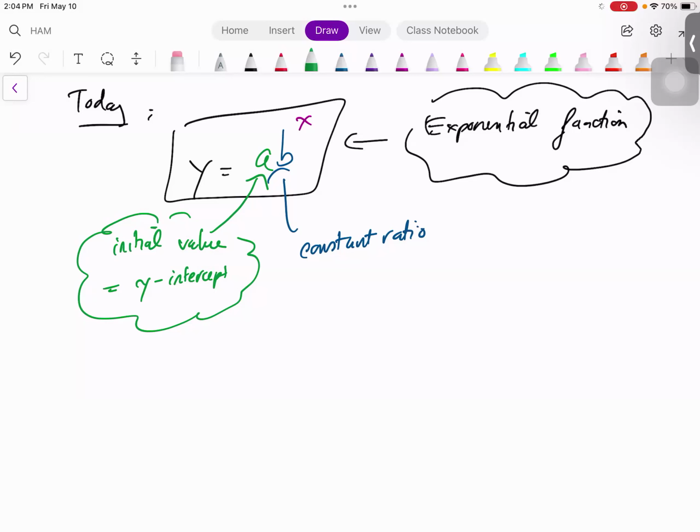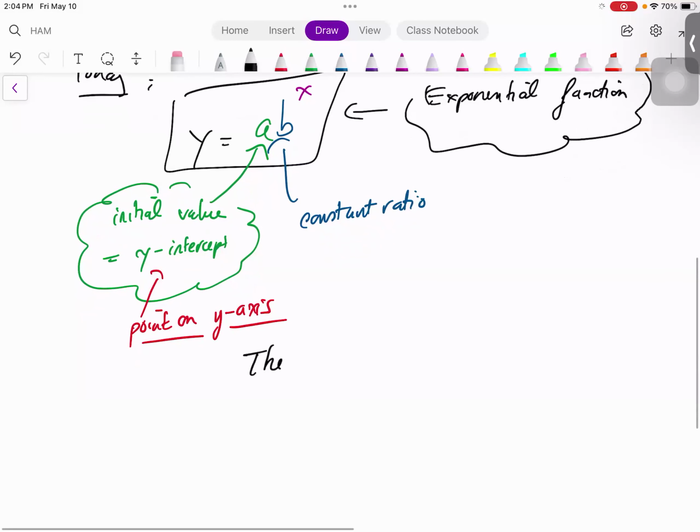What is y-intercept? How about x-intercept? Okay, y-intercept is the point on the y-axis. Let's give track 1 point. Point on the y-axis. Okay. Now for the exponential function, only two main types.